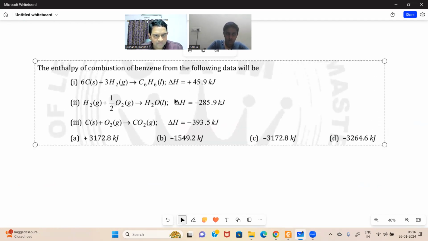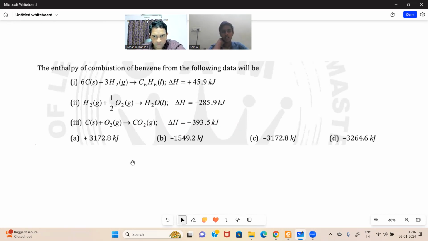Now go through this question. You are given some data in the first part, right? Can you tell me what is given? Enthalpy of combustion of benzene. Combustion means you should have oxygen. Are you having oxygen here? No.